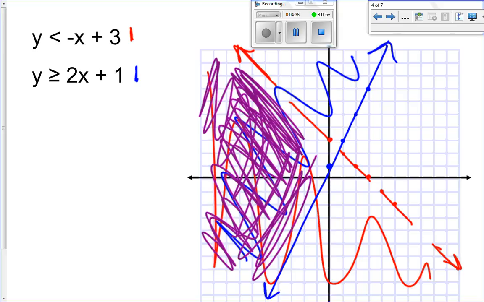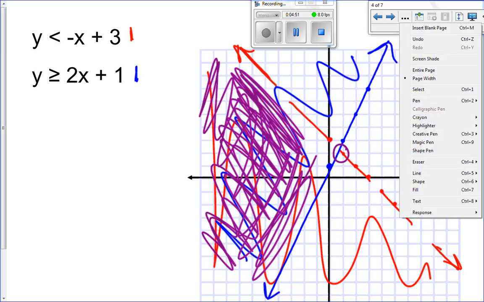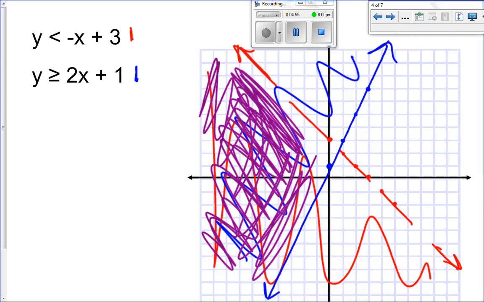Now, when we solve system of linear equations, remember the solution is where the two lines intersected. Well, that was only for linear equations. This is linear inequalities. So the point where the two lines intersect really doesn't matter. So we don't have to worry about their intersection point. All we're looking at is the area shaded. And so where they overlap is your solution.